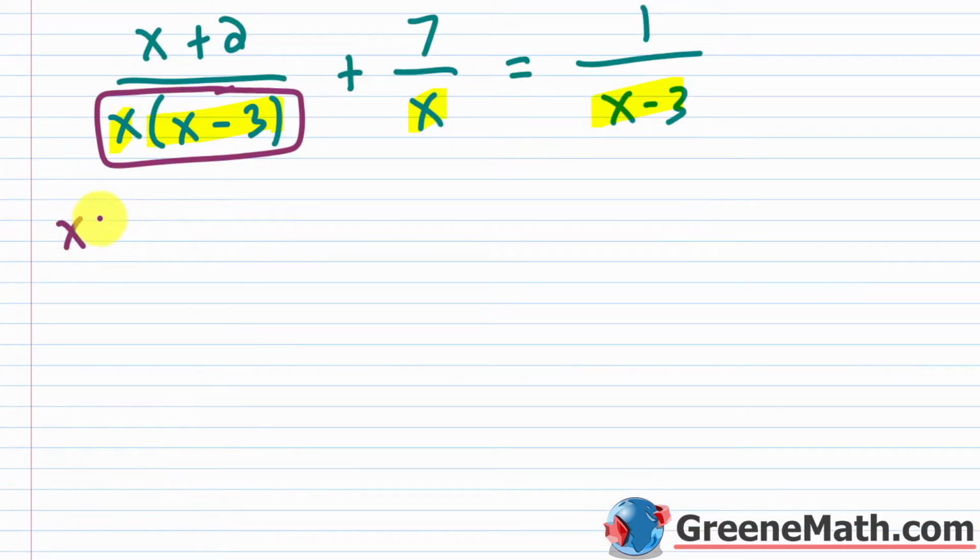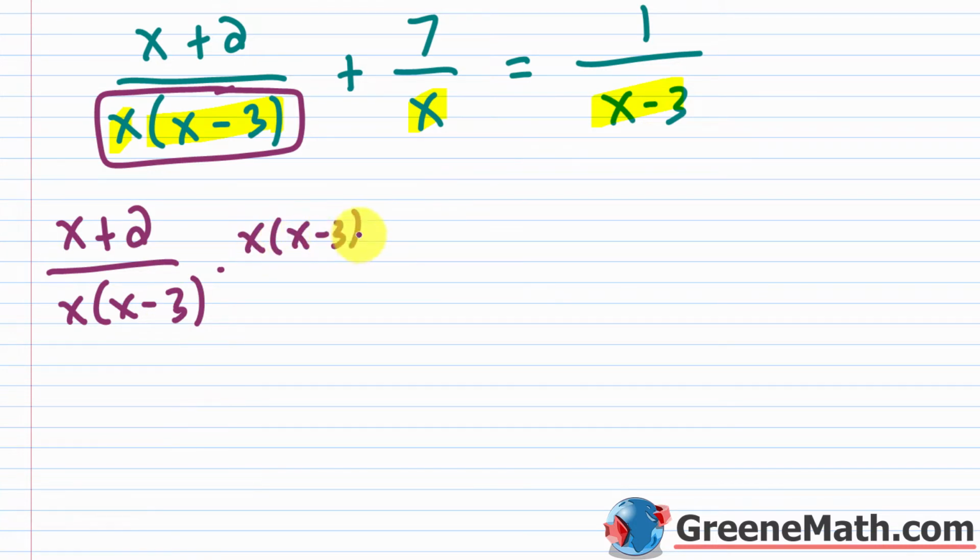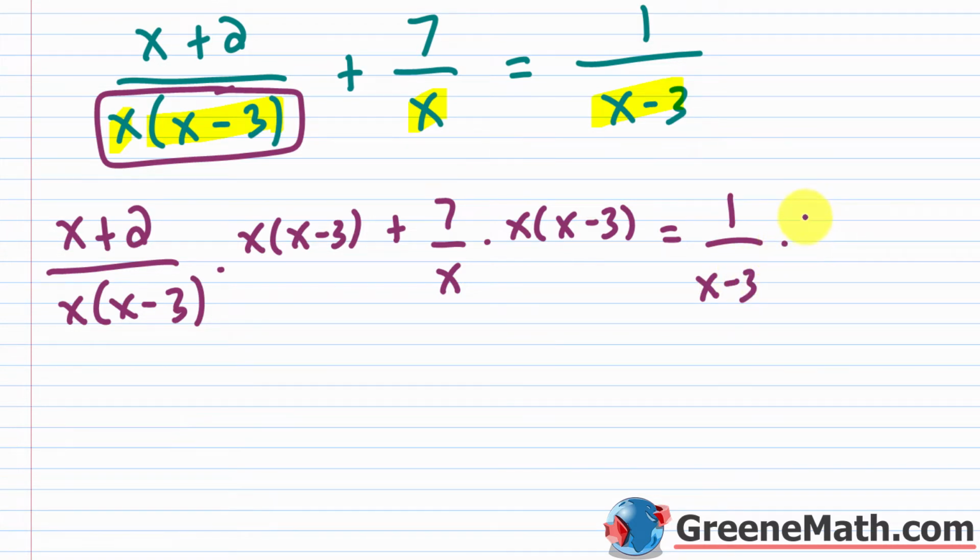So let's say we have x plus 2 over x times the quantity x minus 3, and then this is times x times the quantity x minus 3. Then plus 7 over x times x times the quantity x minus 3. And this equals 1 over x minus 3 times your x times the quantity x minus 3. Okay, let me actually wrap this, just for clarity. It's not necessary, but a lot of students need it.